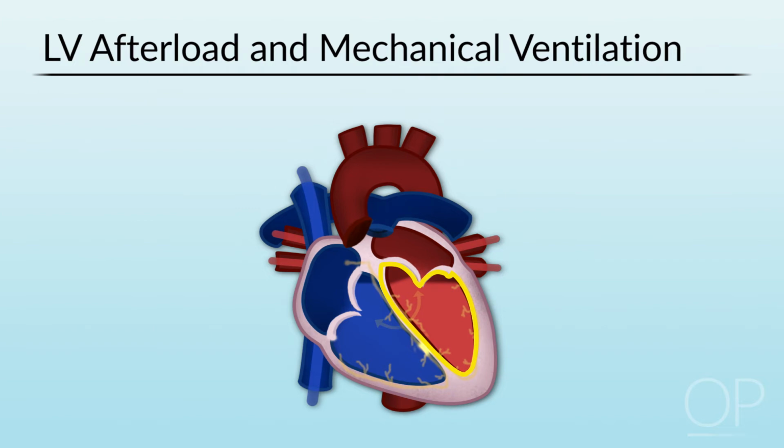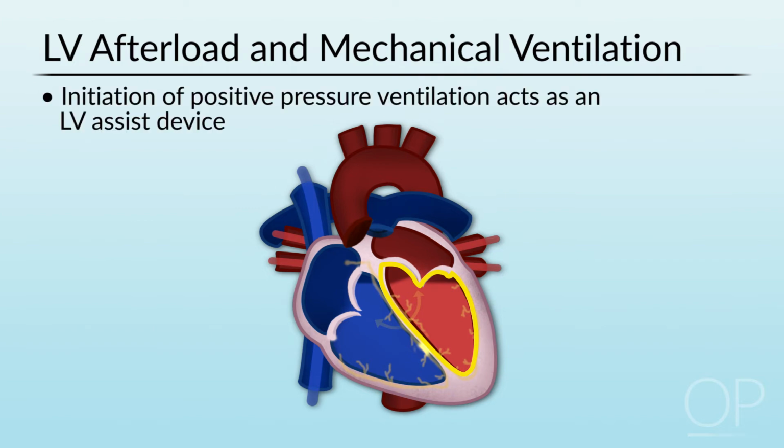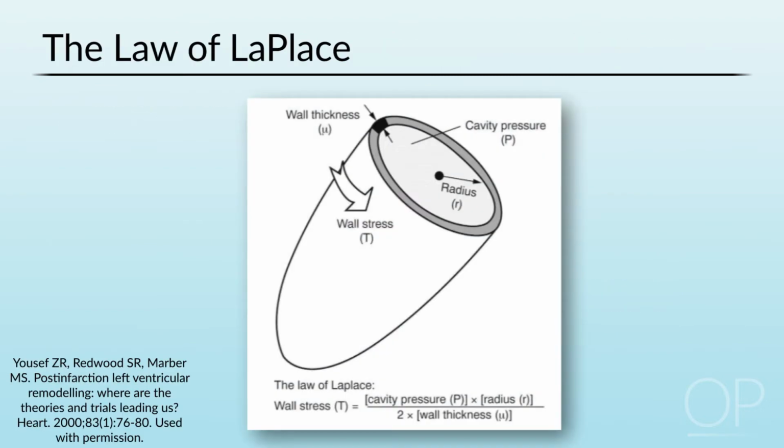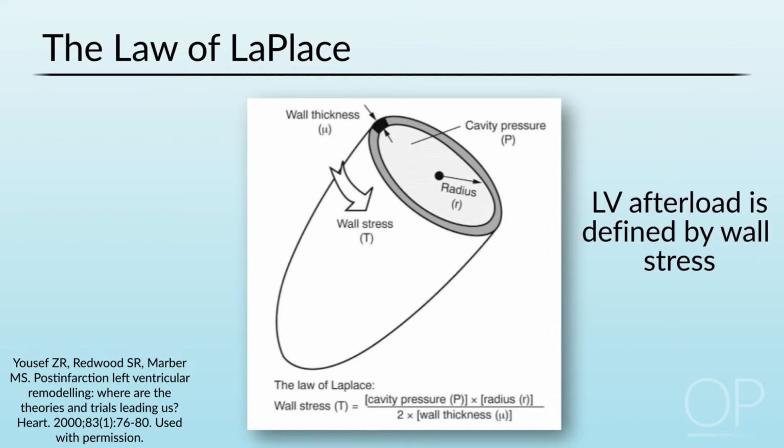So on the left side of the heart, initiation of positive pressure ventilation acts as what we would call a left ventricular assist device because it decreases left ventricular wall stress. That's the law of Laplace. That's why we brought this up in a prior slide, because understanding the concept that left ventricular afterload is defined by wall stress makes this a little bit more intuitive.